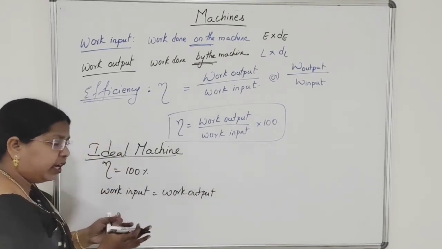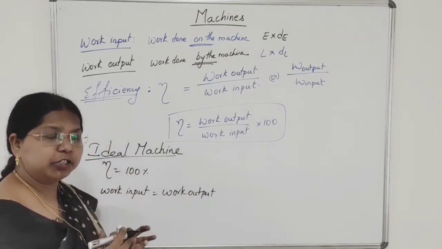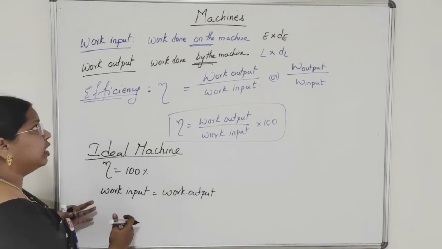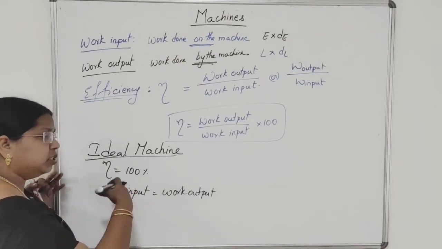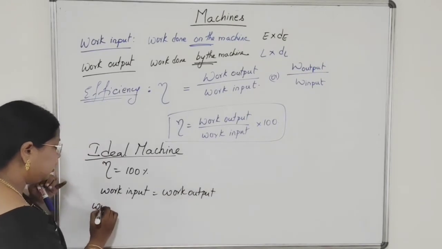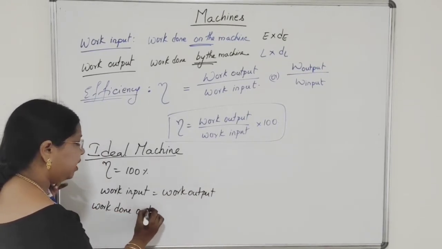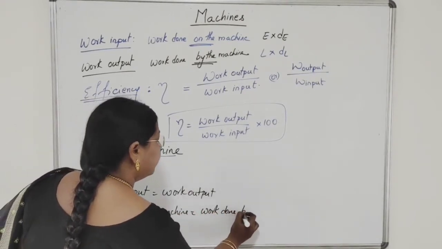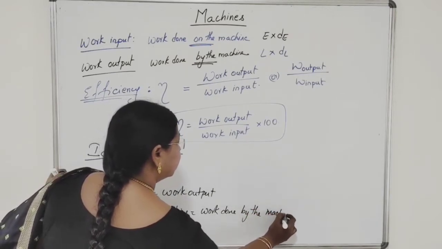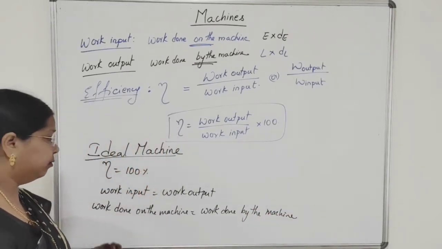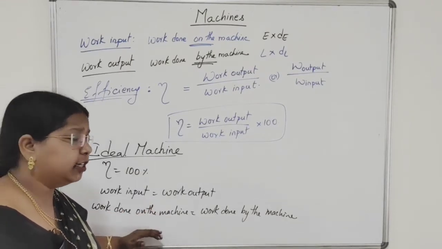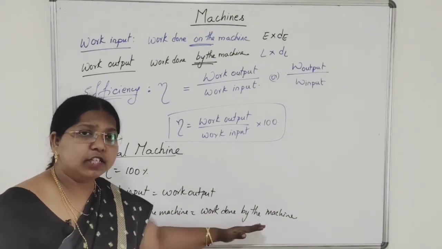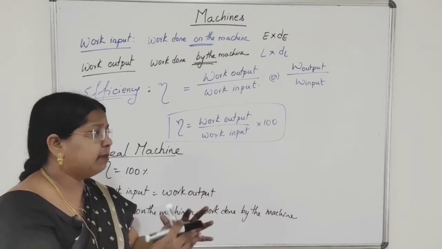So however much effort we are giving to the machine, the same amount of work is done by the machine. Or in other words, work done on the machine is equal to work done by the machine. This is the main principle: work done on the machine, or input energy, is equal to output energy. How much we are giving, the same amount is utilized.